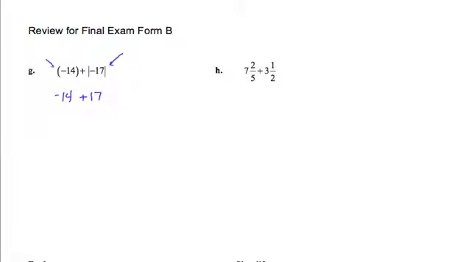Notice these parentheses here are not an absolute value. So that 14 is going to stay negative. Negative 14 plus positive 17 is going to give me a positive 3.